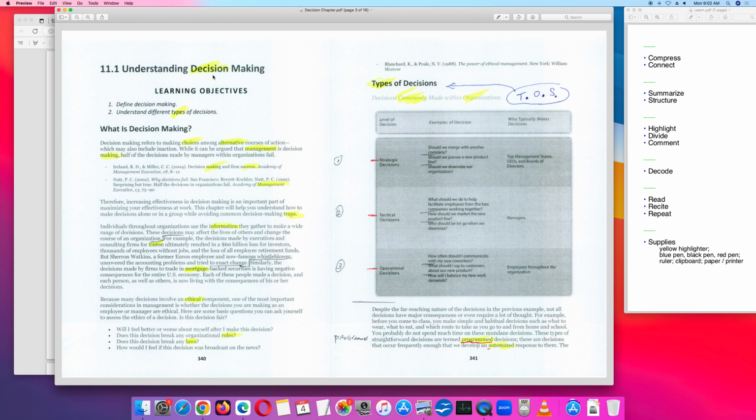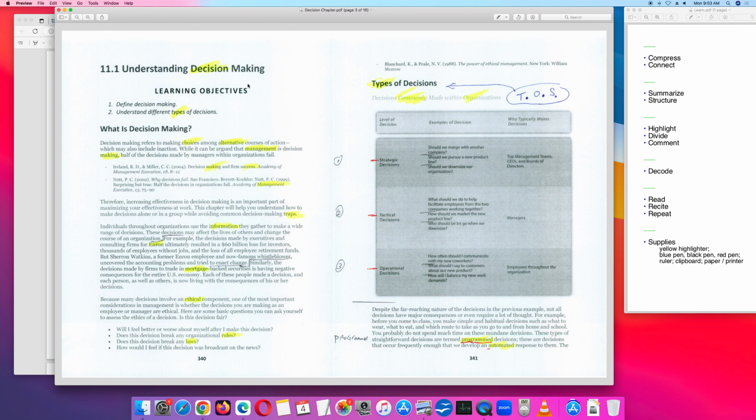And so decision making, and then learning objectives, which give an overview of the chapter. What are overviews? Overviews go back to structure. Again, I'm repeating the two rules: compress and connect, summarize, structure. I highlighted the word types because we're talking about different categories and types of decision. So here, what is decision making? The definition: decisions are choices among alternatives.